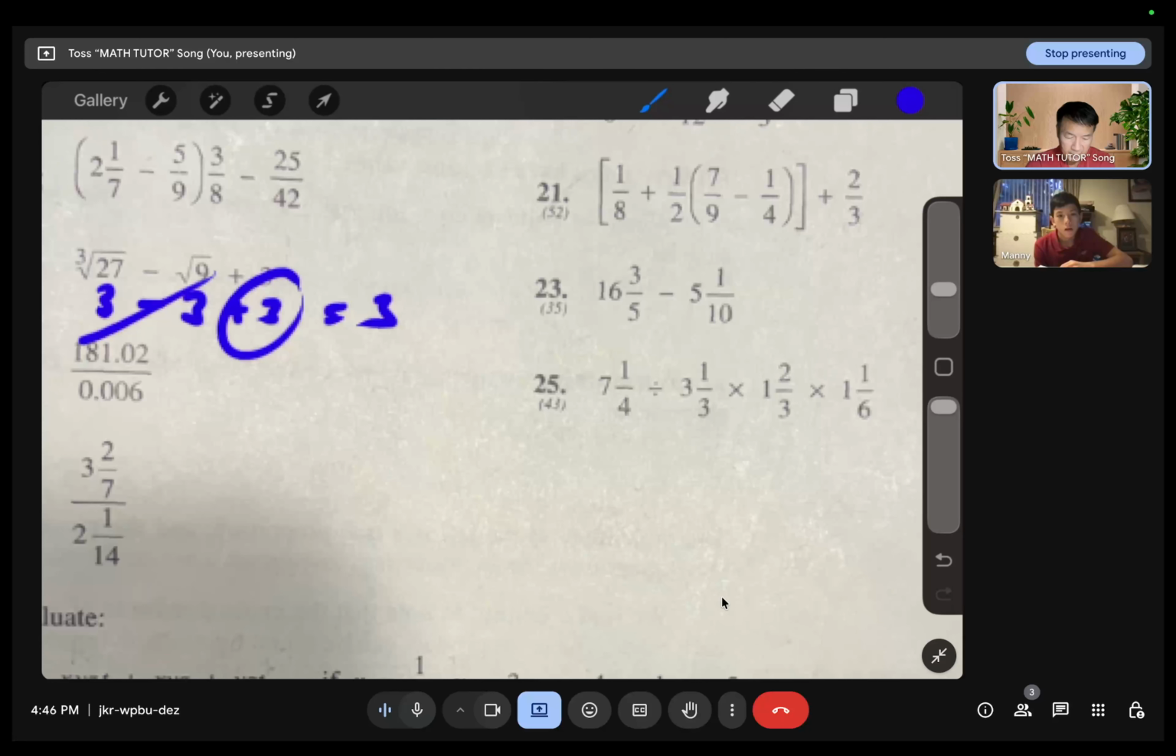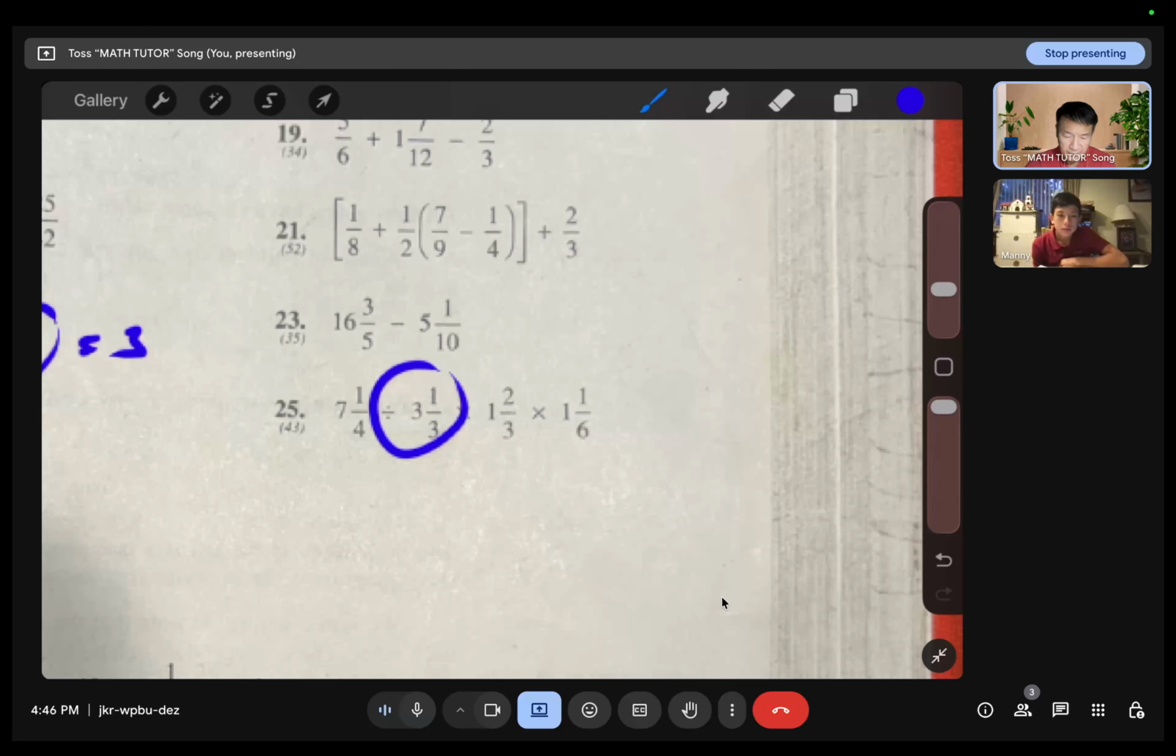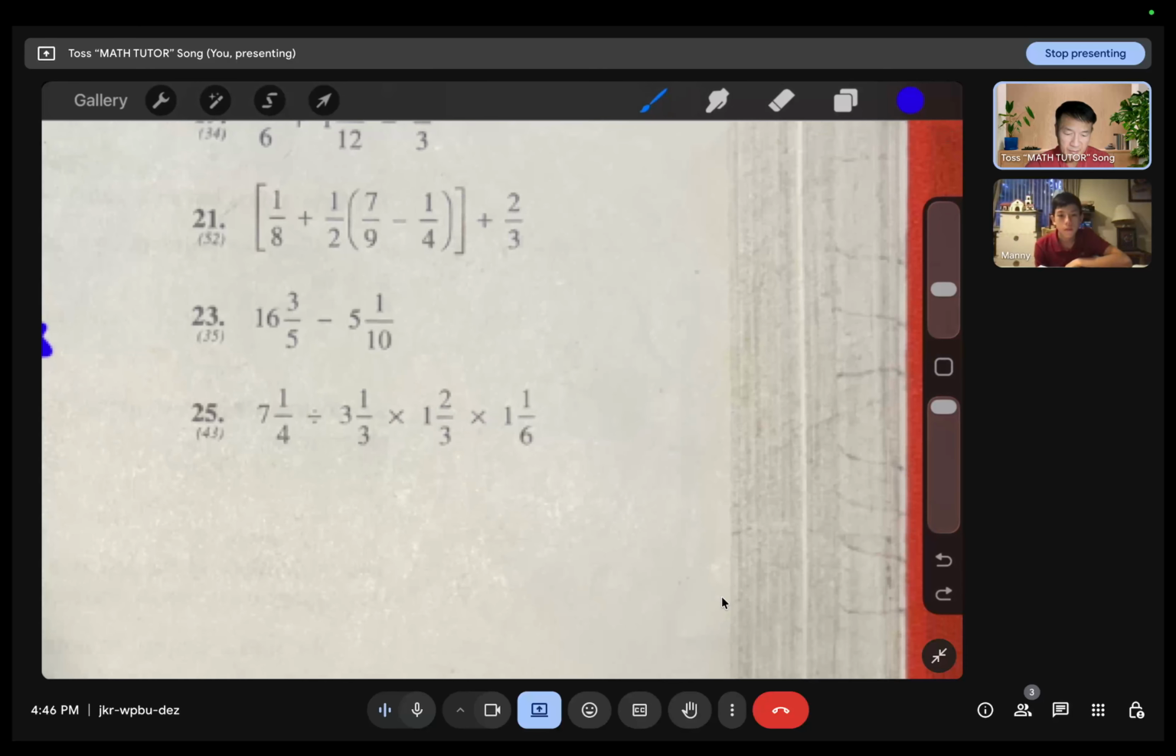I think everything else you should be okay. Let me see. Make sure you convert this into an improper fraction, flip-flop and multiply it, right? But then there's so many cross cancellations that you can do here, right? Cross canceling.